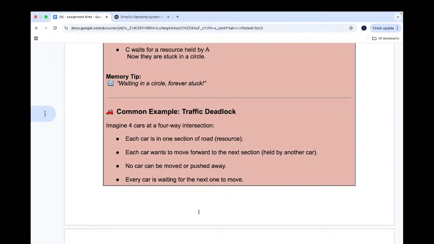Common example, traffic deadlock. Imagine 4 cars at a 4-way intersection. Each car is in one section of the road. Each car wants to move forward to the next section. No car can be moved or pushed.